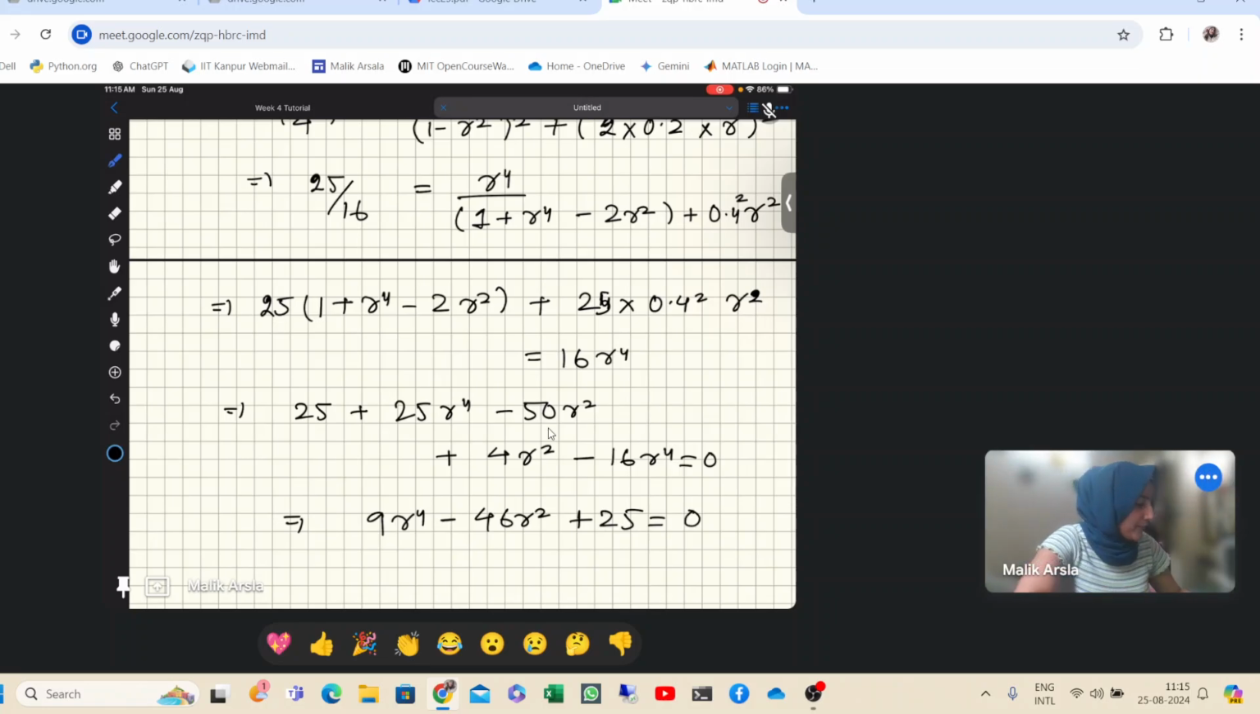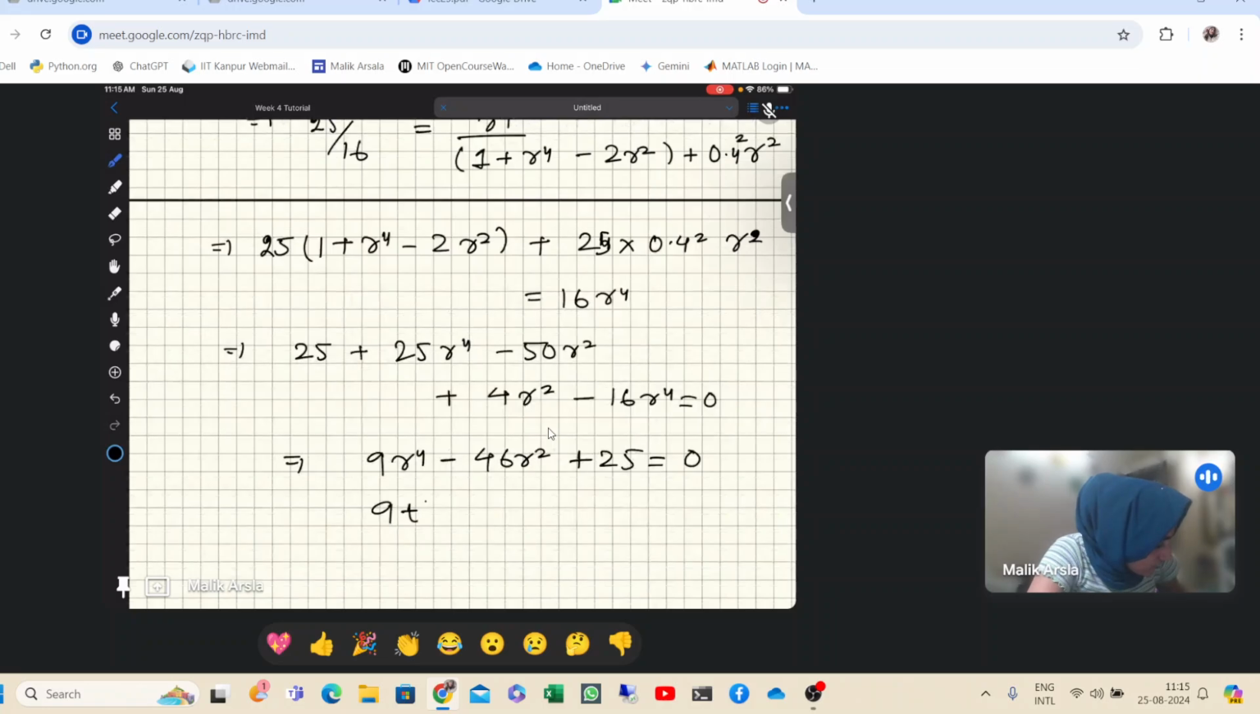Now we can write it as 9t square, putting r square equal to t, so minus 46t plus 25. Now it is a quadratic, you can simply solve it, or you can solve it in a calculator as well. So I have already done it.